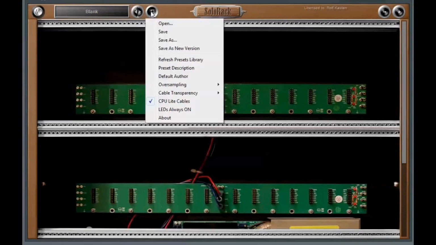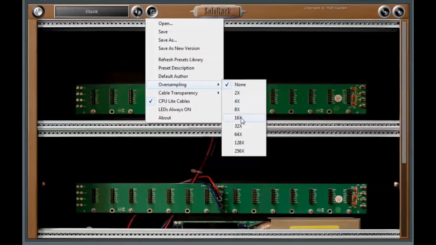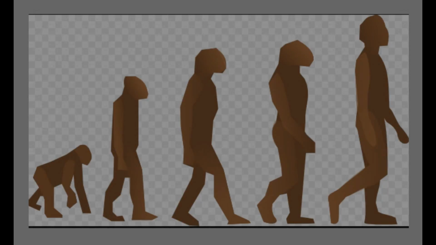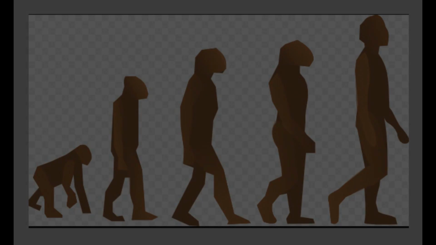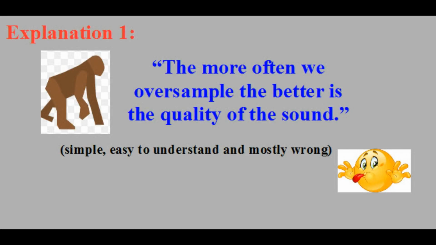Oversampling, oh yeah. SoloRack offers up to 256 times oversampling. The default setting is no oversampling. Alright, some basic explanations first. Let me approach the matter step by step. Explanation 1, simple, easy and mostly wrong. The more often we oversample, the better is the quality of the sound.